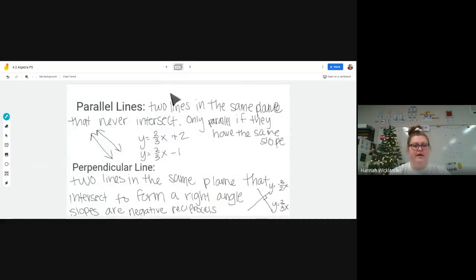Let me go back here for you guys. So do parallel lines have the same slope or the reciprocal slope? And since reciprocal is hard to spell, you can just put S or R in the chat. Same, yes. So parallel lines have the same slope.